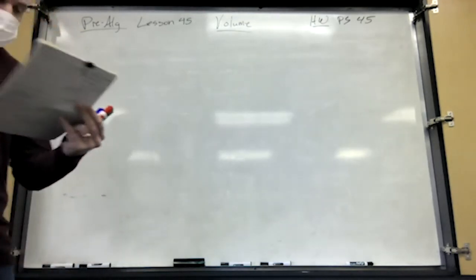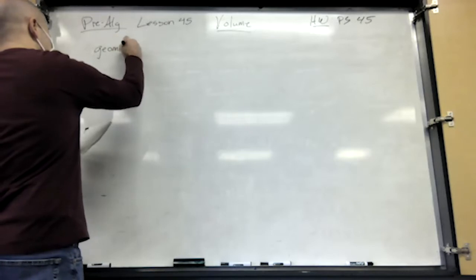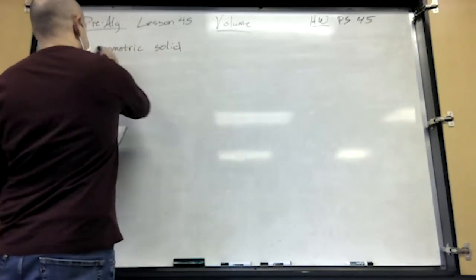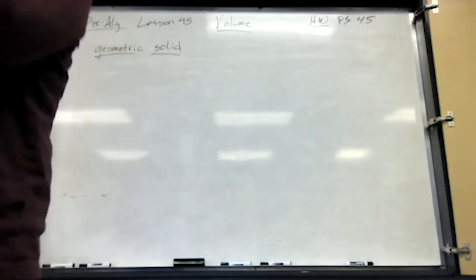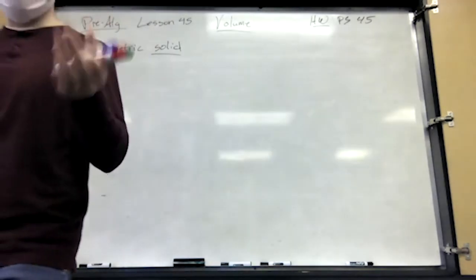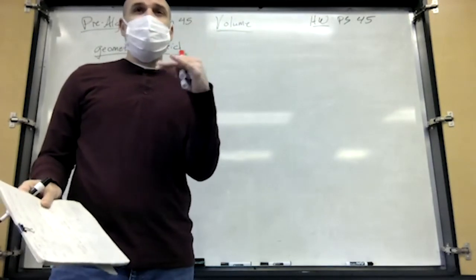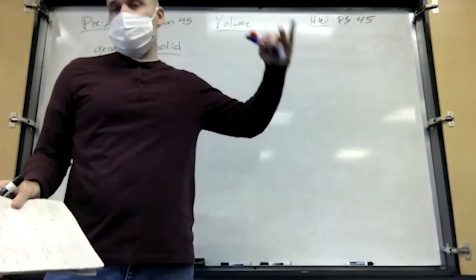Okay, guys. So here's what we're doing. When we talk about these things, we're talking about geometric solids. Okay, a solid is anything that takes up space. A geometric solid is anything that's measurable. Remember, geometry is the measurement of the earth. So geometric means I'm able to measure the solid.